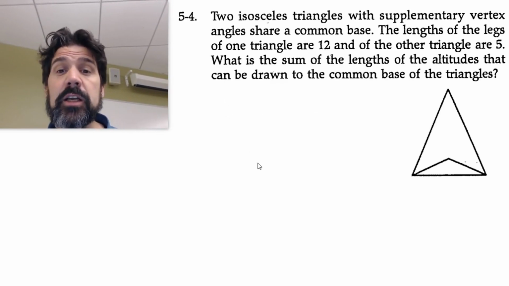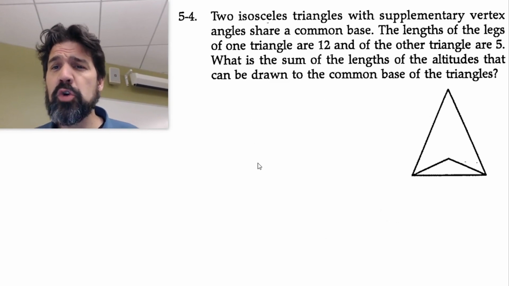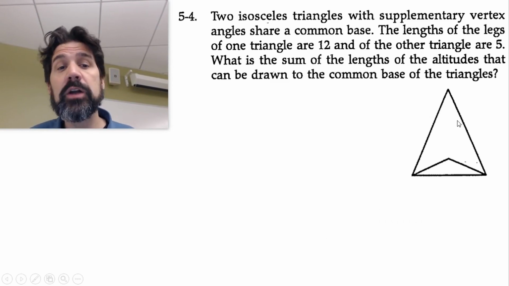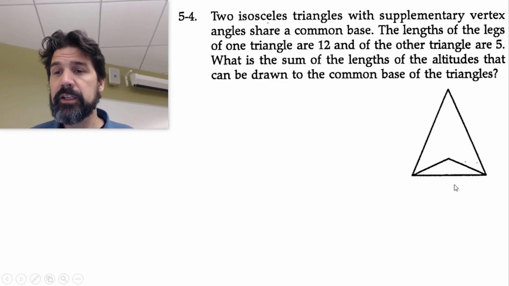Next question, on to number 4 already. You got 2 isosceles triangles with supplementary vertex angles. So these are your vertex angles. They are supplementary, which means they add up to 180 degrees. They share this common base down here. Their legs are 12 and 5.